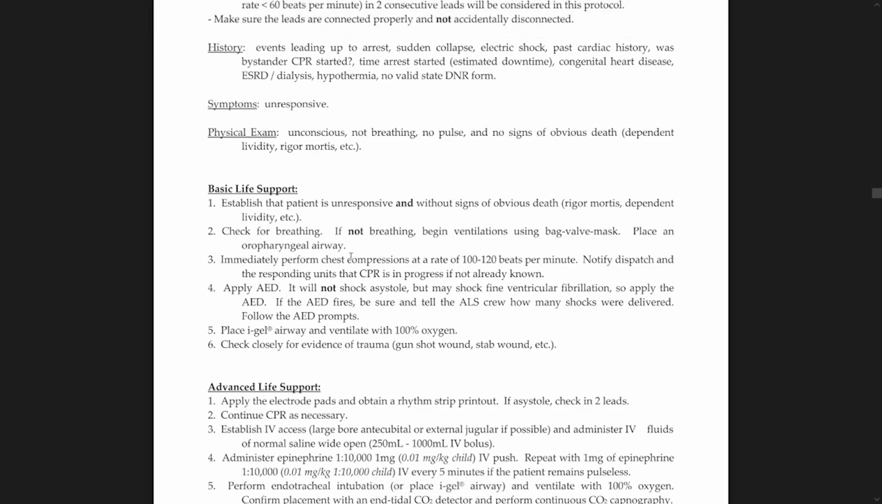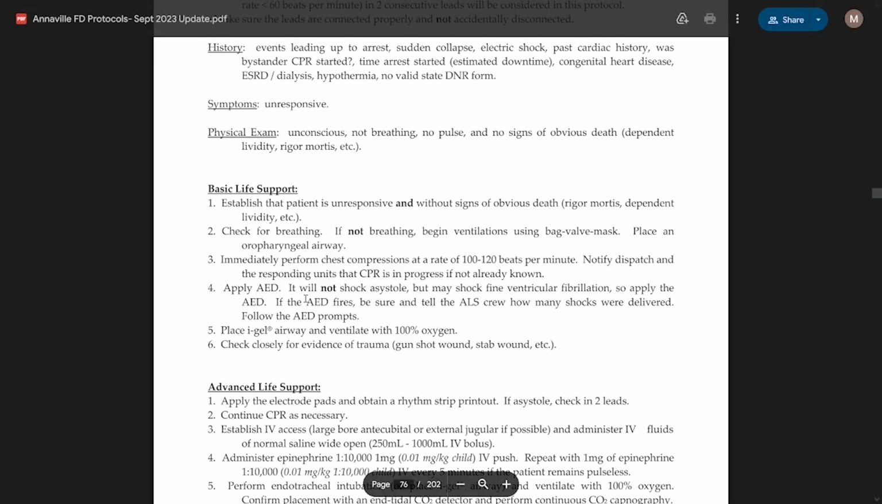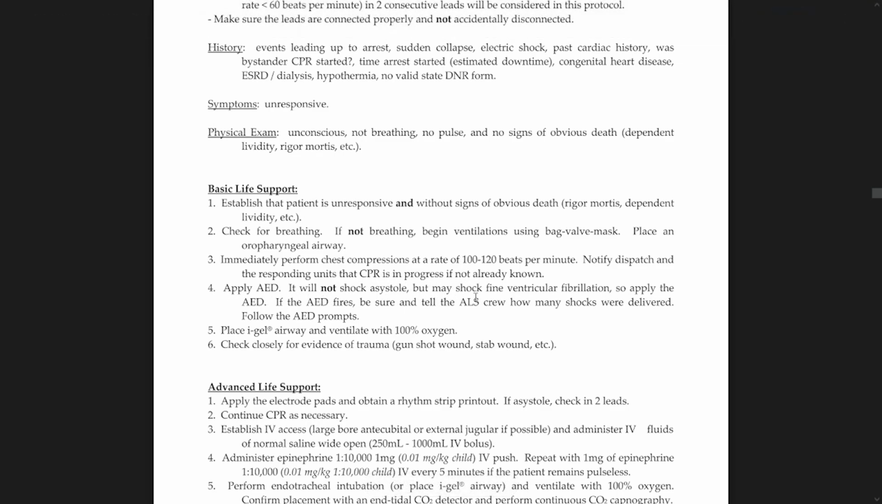We want to immediately perform chest compressions at a rate of 100 to 120 beats per minute. We want to notify dispatch and the responding units that CPR is in progress if it's not already known. Apply AED. It will not shock in asystole, but it may shock fine ventricular fibrillation. So apply the AED. If the AED fires, be sure to tell the ALS crew how many shocks were delivered.